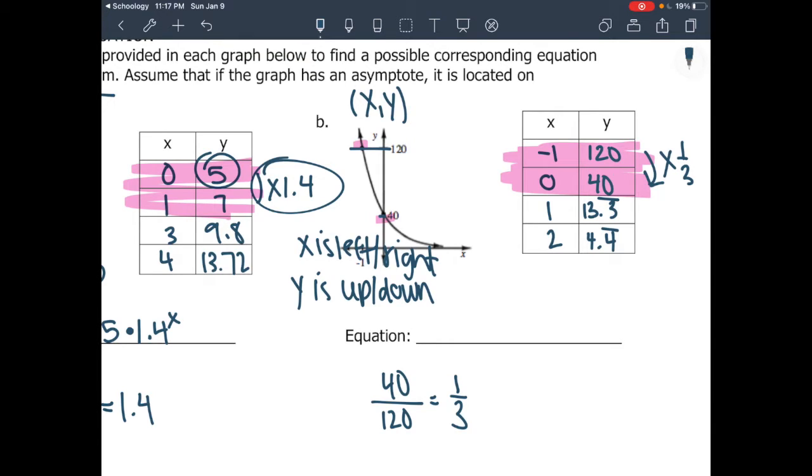So then we're going to write our equation. We really only needed our starting amount and our multiplier. Be careful, your starting amount is not literally the thing you start with on your table. It's the 0th term. So make sure you're using that. Y equals 40 times 1/3 to the x power.